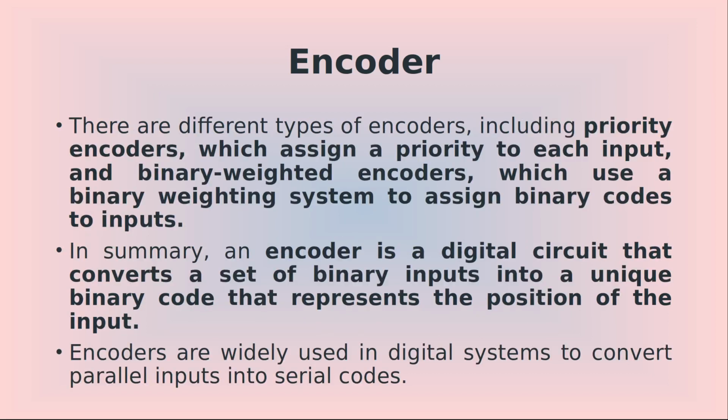There are different types of encoders that exist. The priority encoder assigns a priority to each input. The binary weighted encoder uses the binary weighting system to assign the binary code. As we already saw, the encoder is a kind of digital circuit that assigns a unique binary code for each input. Here the digital system converts parallel input into serial input.